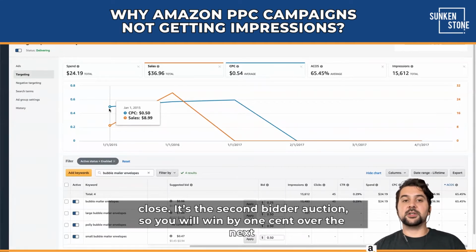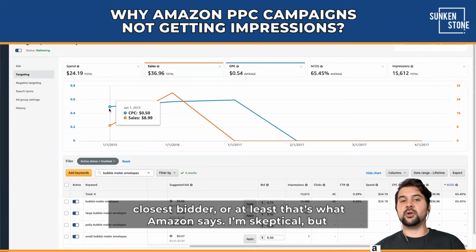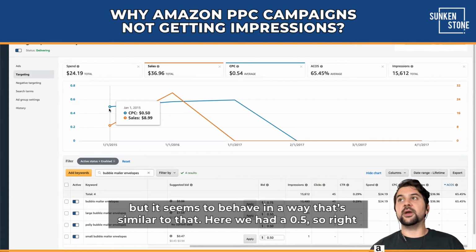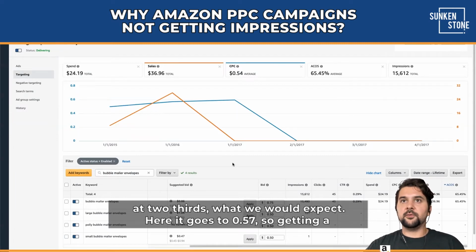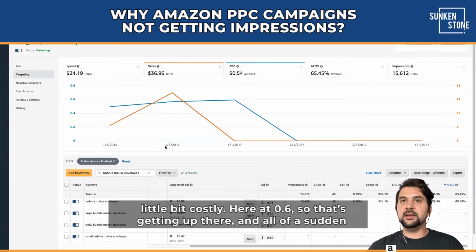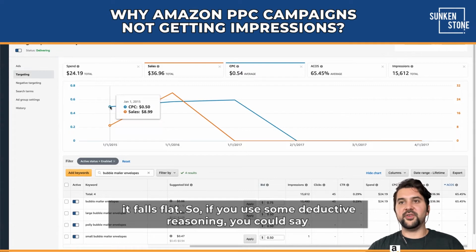It's a second bidder auction, so you will win by 1 cent over the next closest bidder, or at least that's what Amazon says. I'm skeptical, but it seems to behave in a way that's similar to that. But here we had 0.5, so right at 2/3, around what we would expect. Here it goes to 5.7, so getting a little bit costly. Here we're at 6, so that's getting up there, and then all of a sudden it falls flat.